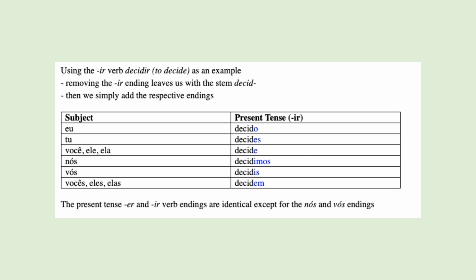And notice that the present tense ER and IR verb endings are mostly identical, with the exception of the nós and vós endings. So that is a basic summary of regular present tense Portuguese verb conjugations. I apologize for any mispronunciations I may have, as I am not actually a Portuguese speaker.